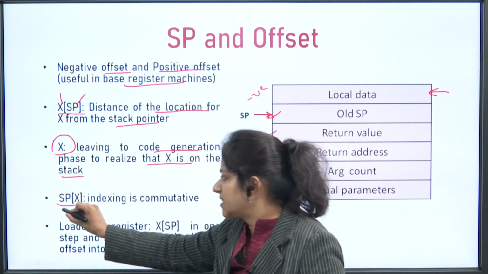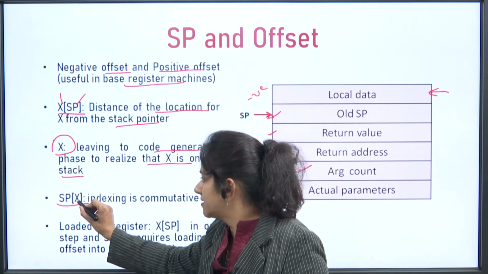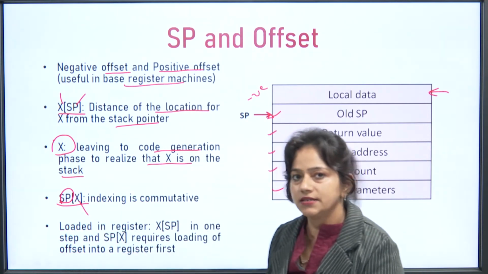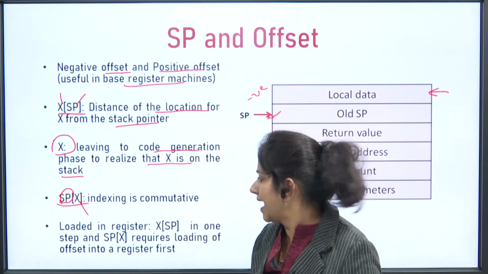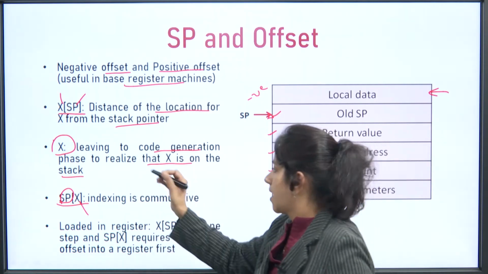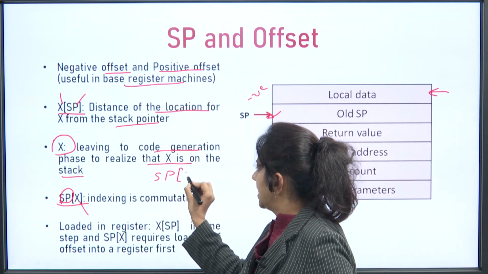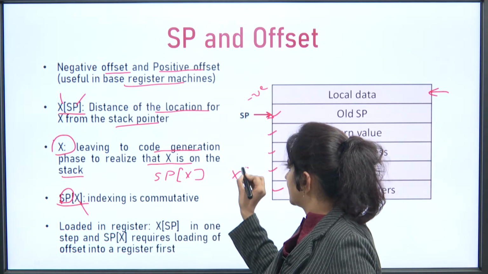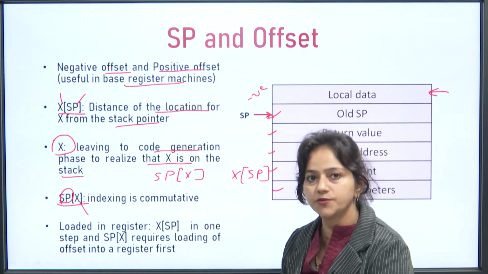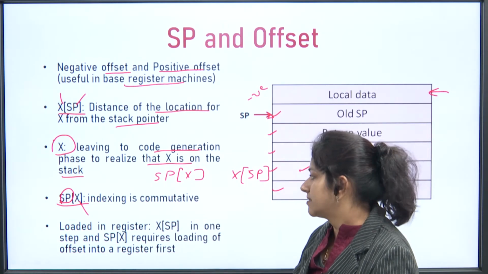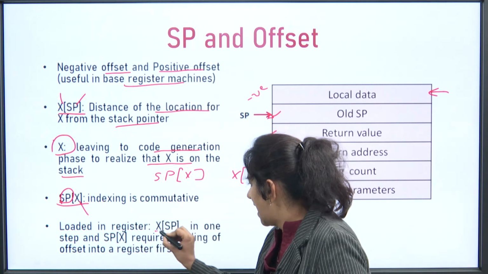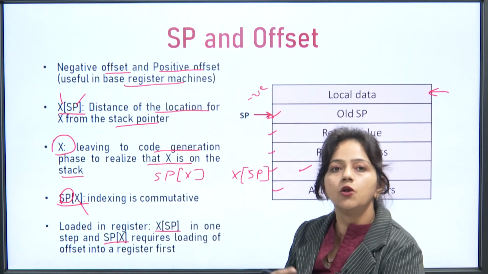Now, next is SP at x. Here x is the offset, and this is the array, we can say the stack that we are having, the pointer to the stack, and this shows that indexing is commutative in nature. SP at x and x for SP give the same value. In terms of computation, indexing is commutative, but there is a difference in these two notations: a difference in loading into a register.